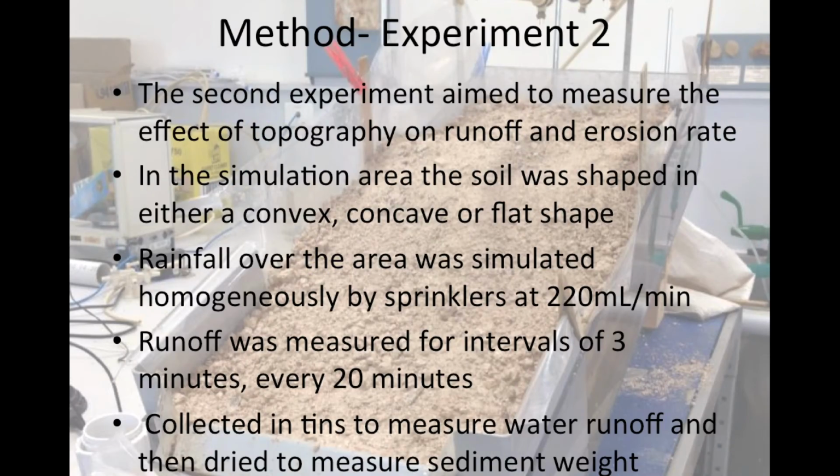The second topic that was looked at was the rate of erosion depending on the shape of the slope. Flat, convex and concave shaped slopes with the same overall angle of 28 degrees were set up. In this experiment, a clay loam from the Pilbara was used in all tubs. Rainfall was simulated by sprinklers which had a flow rate of 220 millilitres a minute, and runoff was then measured with collection tubs for 3 minutes every 20 minutes. The tubs were then weighed with the water and sediment, then dried for 48 hours in the oven, and then re-weighed to get the weight of the sediment only.